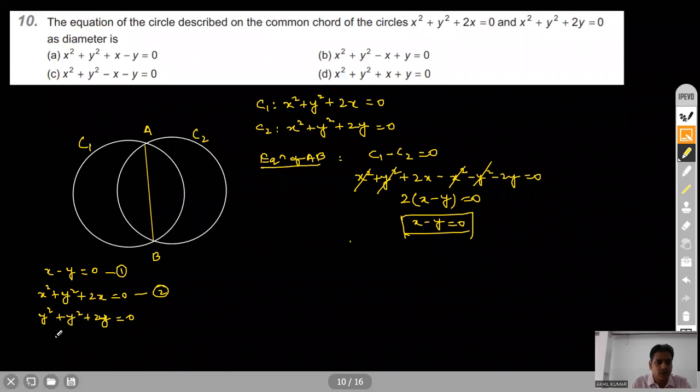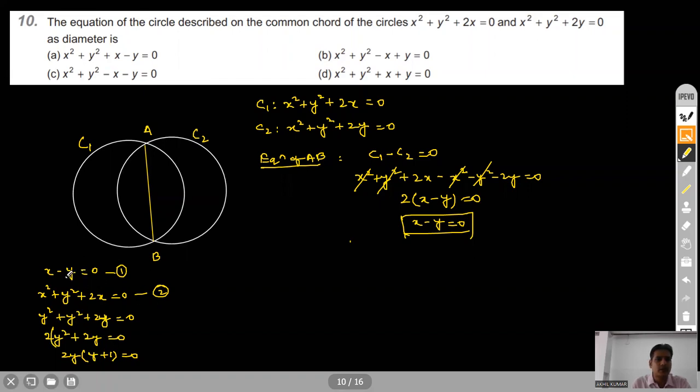Okay. From here we get 2y square plus 2y, means 2 common lene ke baad. Okay, let me write it completely. 2y square plus 2y is equal to 0. So, main yahan se 2y common agar le leta hun, so what I will be having, y plus 1 equal to 0. Okay. So, isko solve kijiye.